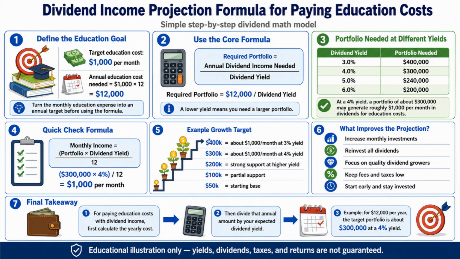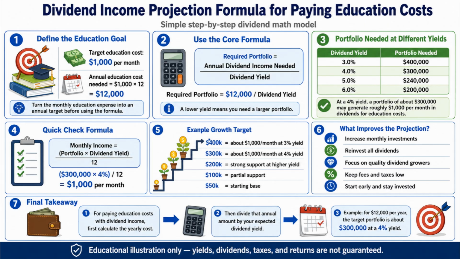Now, let's check the calculation using the monthly income formula. Monthly dividend income equals the portfolio value multiplied by the dividend yield, then divided by 12. So, if the portfolio is $300,000 and the dividend yield is 4%, the annual dividend income would be $12,000. Then, when we divide $12,000 by 12 months, the result is $1,000 per month. This matches the education cost goal in the example.